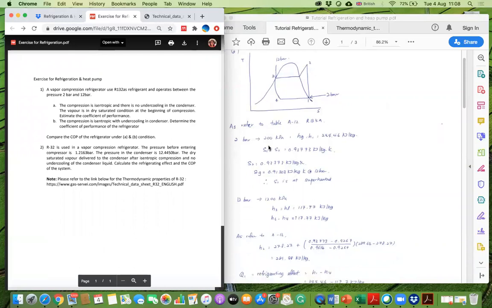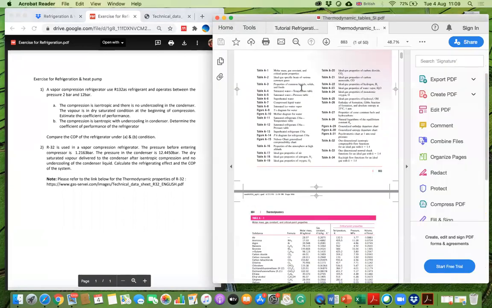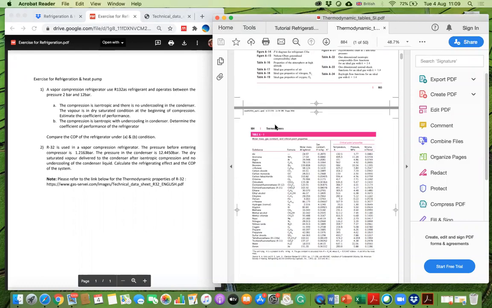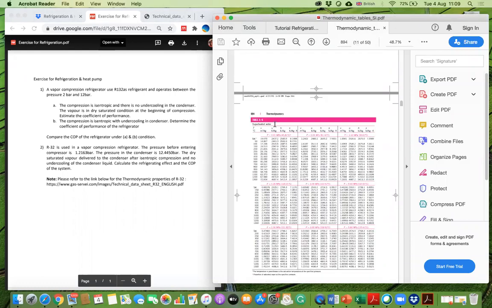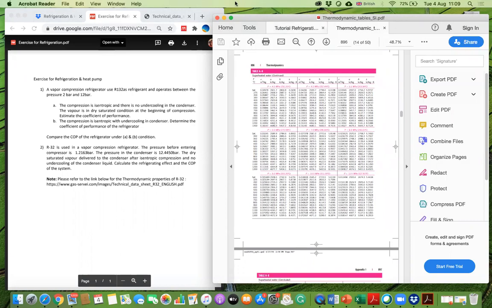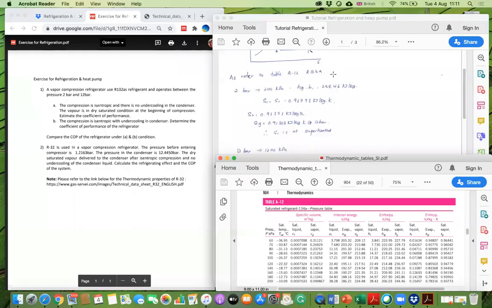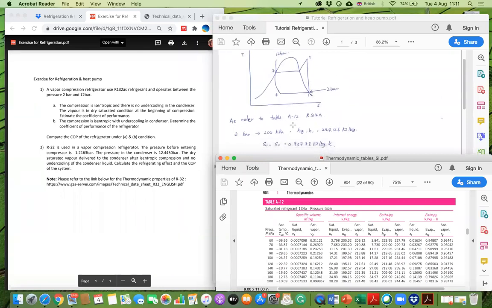So we check whether this is right or wrong. We refer to table A12, okay? Let's check it out. Sorry about that. If you refer to table A12, definitely the pressure of 2 bar, converted to kilopascal, is 200 kilopascal. So this point is Hg, okay? Let's have a look. The Hg is 224.46 if you refer to this one.